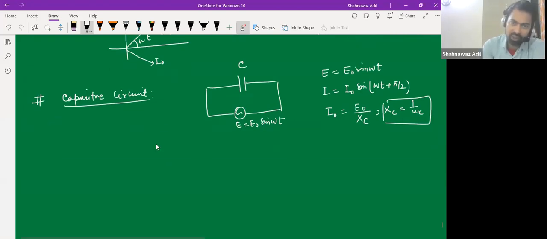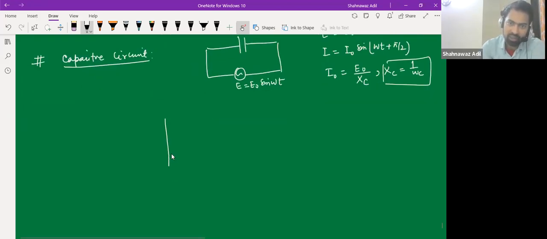And then we also drew the phasor diagram. The phasor diagram was, this was our E naught, omega t, and 90 degrees ahead, the current was 90 degrees ahead, right?